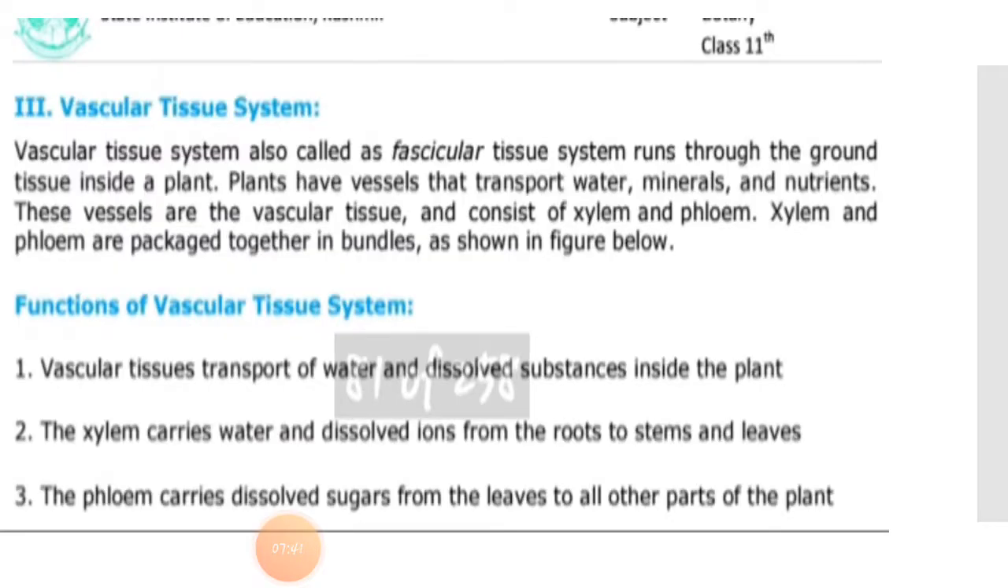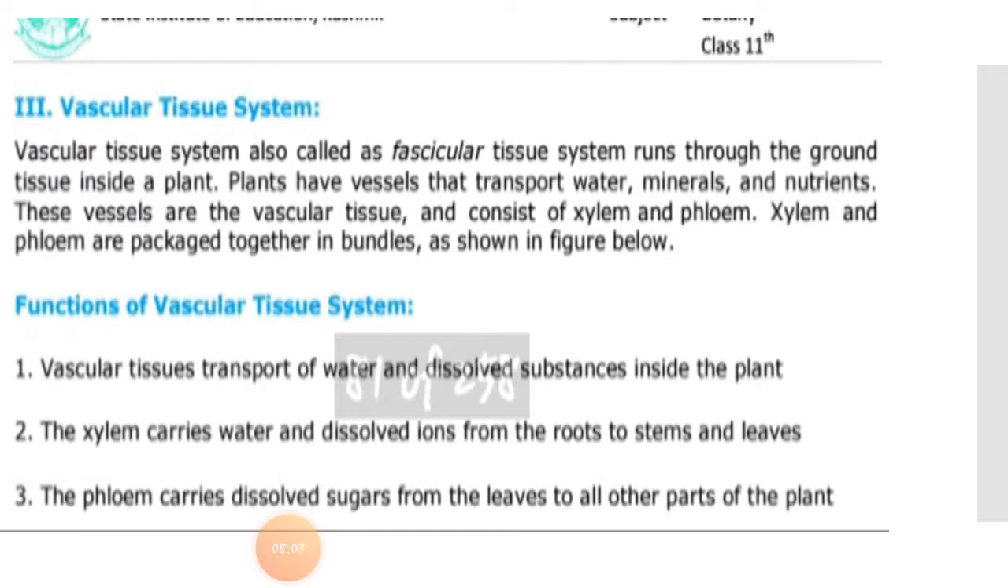So far as the vascular tissue is concerned, the vascular tissue system runs through the ground tissue inside a plant. In plants, there are vessels that transport water, minerals and nutrients. The vessels are the vascular tissues.